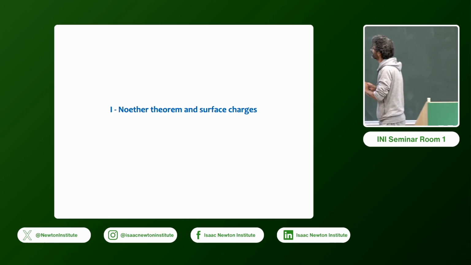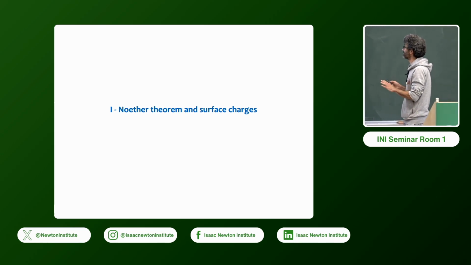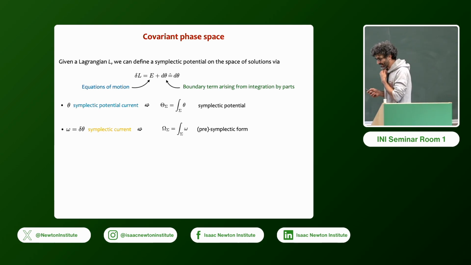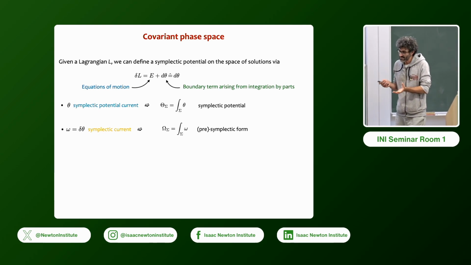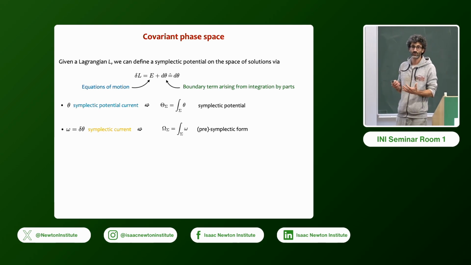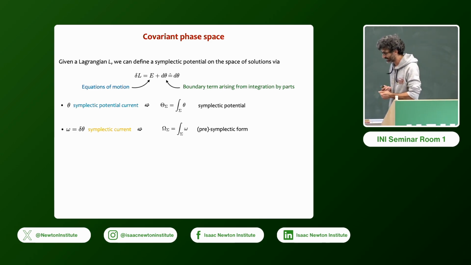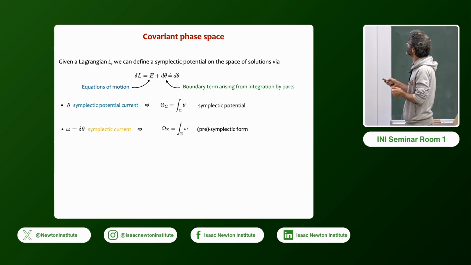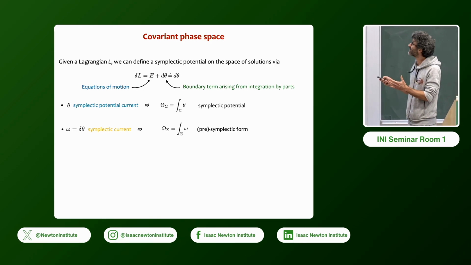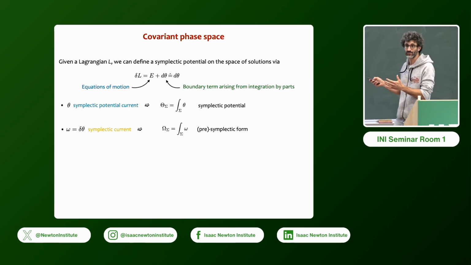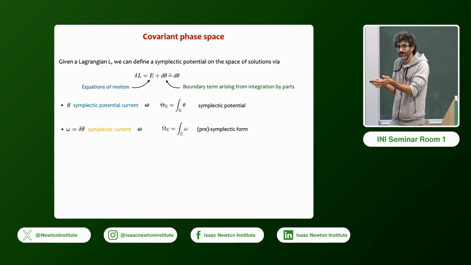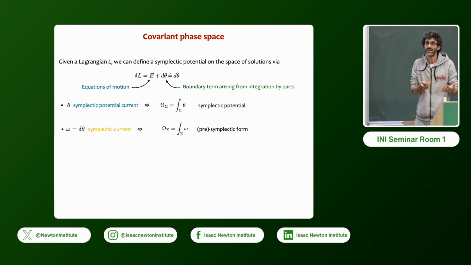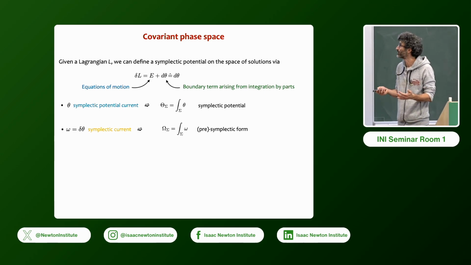So first part, just basic stuff about Noether's theorem and the surface charges application in gravity. The most elegant and most convenient formalism in order to discuss Noether's theorem in this context is what is called the covariant phase space, in which you start from a Lagrangian, you look at the variations, you get the equations of motion up to a boundary term. You look closely at this boundary term, and you realize that it has the structure of a p dq term, so it can be used in order to define a symplectic potential.